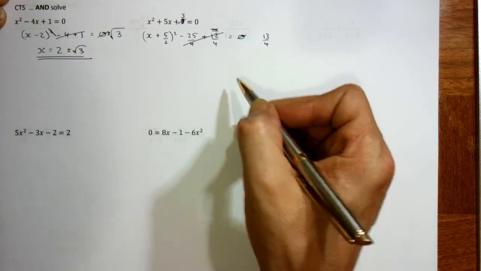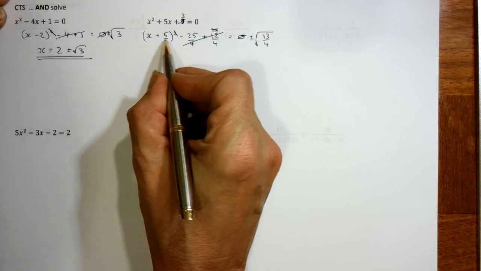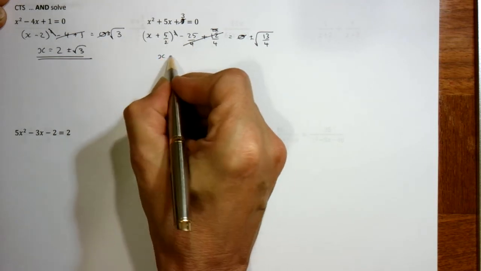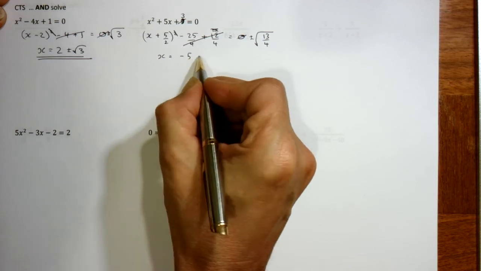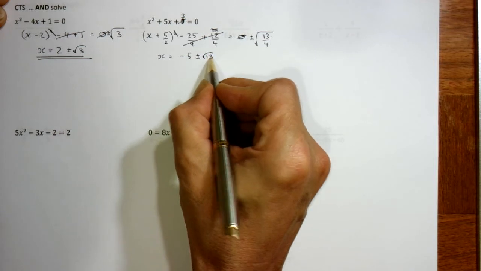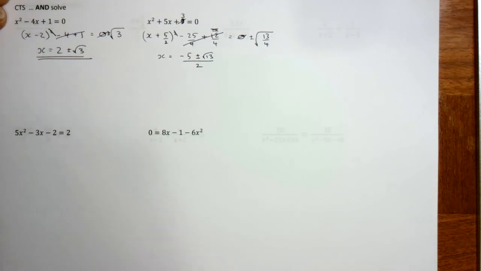Let's square root it, make sure we get plus and minus, and move over the 5 halves. And so we get x is equal to minus 5 plus or minus the square root of 13, over 2. Square root of 4 is 2, which matches the denominator we got there. And there's our answer, which looks like the answer that we get using the formula. And with practice, it's nice and simple.